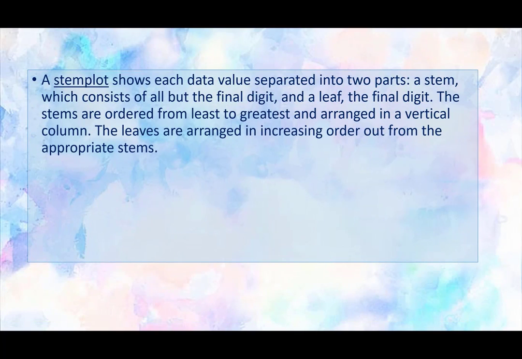So a stem plot shows each data value separated into two parts: a stem, which consists of all but the final digit, and a leaf, which is the final digit. The stems are ordered from least to greatest and arranged in a vertical column, and the leaves are arranged in increasing order out from the appropriate stems.